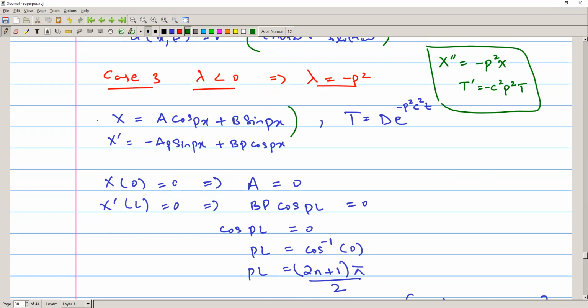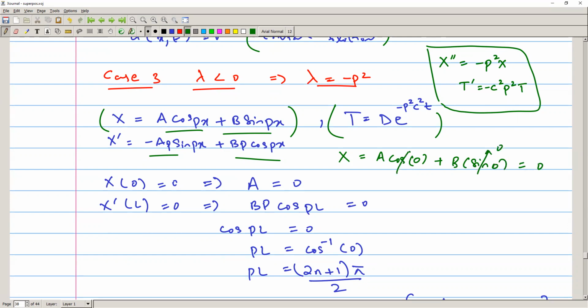So solving these two equations, we will get the following results, right? For x, this will be the result, and for t, this will be the result. And then we will again calculate the derivative for x. That will be negative ap sine px plus bp cos px. And then we will apply the boundary conditions. So we'll apply the first condition. We'll get a is equal to 0 from this equation, because it will be x is equal to a cos 0 and b sine 0, right? It will be equal to 0. So this is 0, therefore this is 1. And from here we will get a is equal to 0, right?